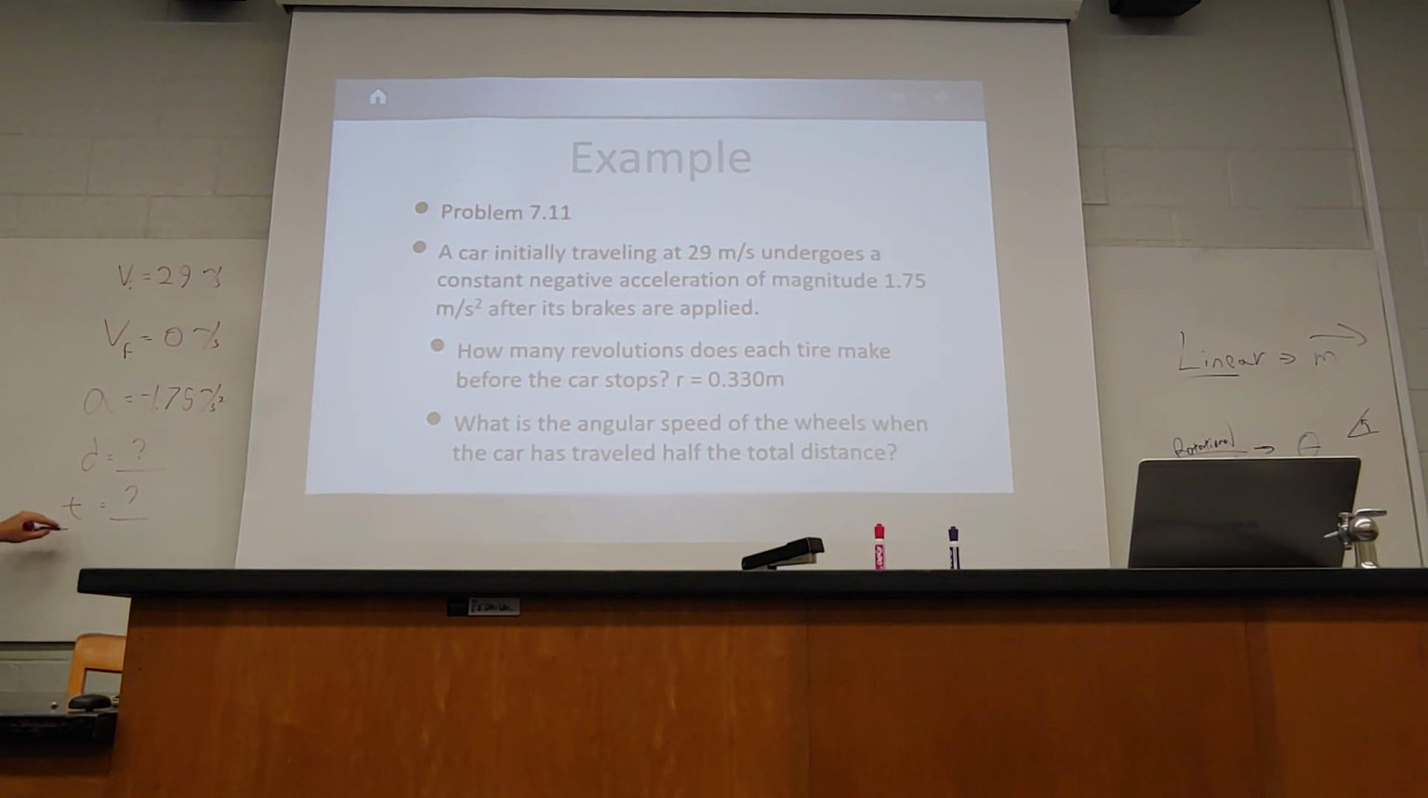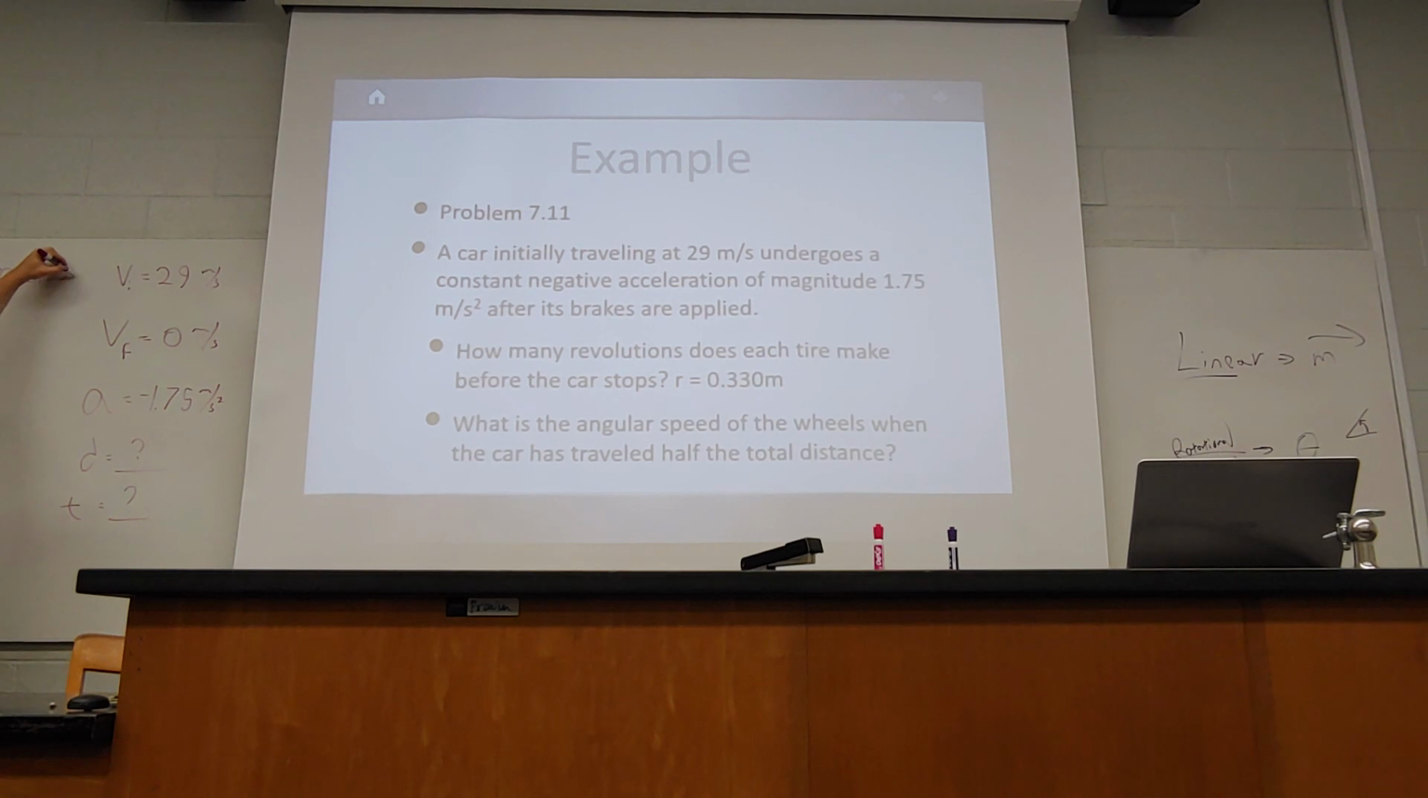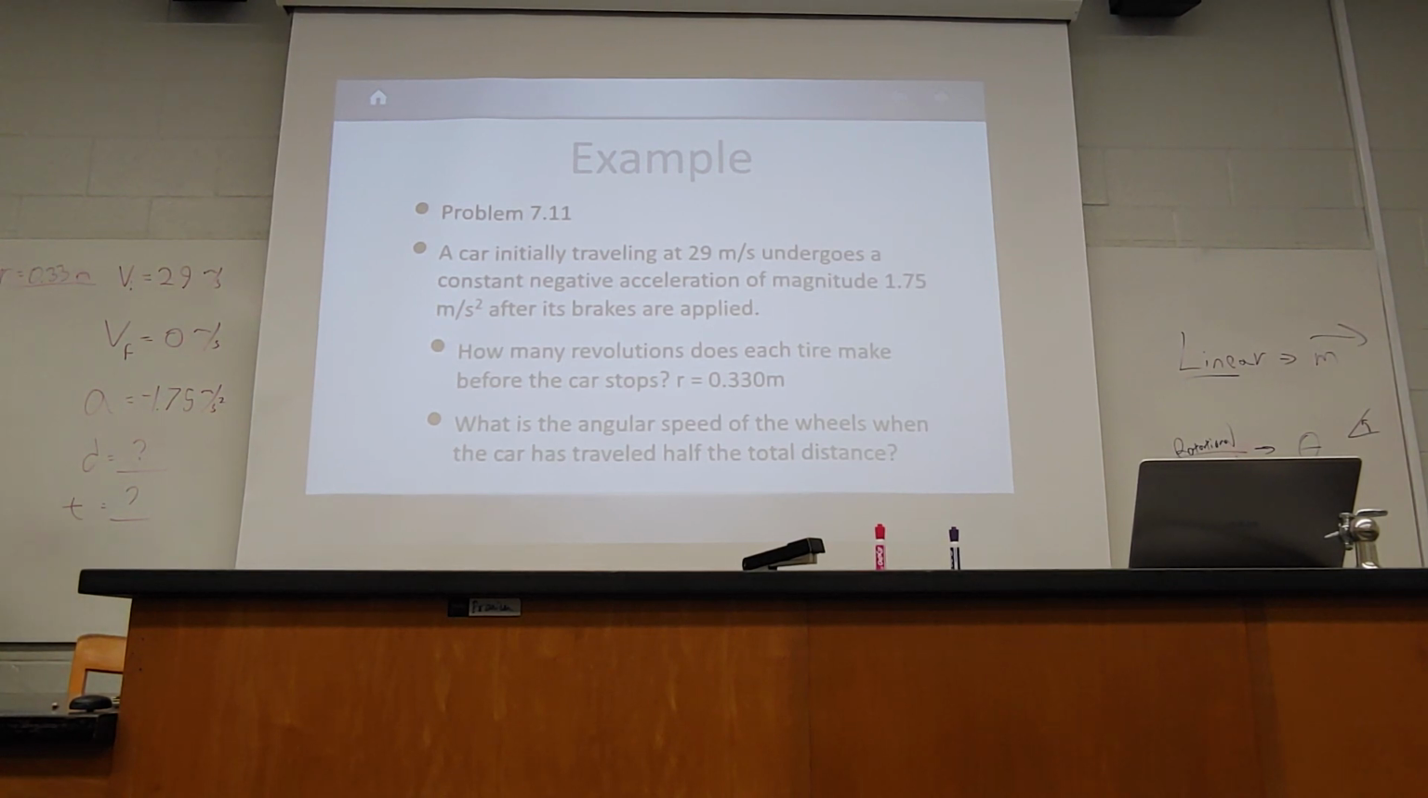But we do know the radius of the car's tires, part A tells us that. And the question asks us, how many revolutions does each tire make before the car comes to a complete stop? We want to know the number of revolutions for each tire on this vehicle over this process.